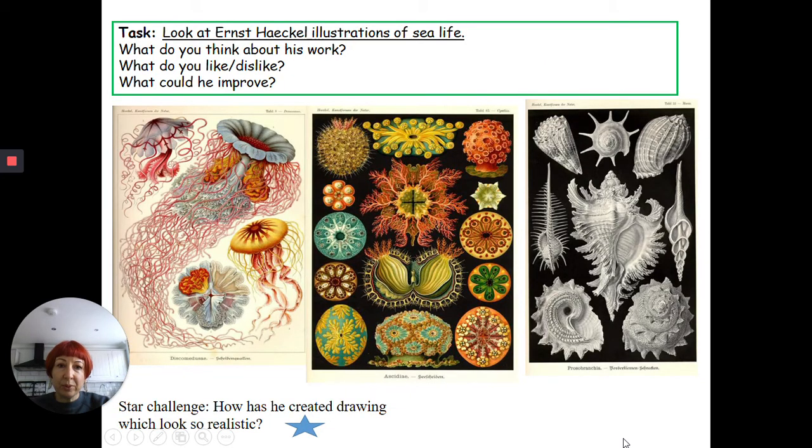Now, on this page you'll see some of Ernst Haeckel's illustrations of sea life. I'm going to give you a minute or so just to jot down on a piece of paper, what do you think about his work? Do you like it or dislike it? What do you think he could improve? And how has he created these drawings so that they look so realistic? Fabulous.